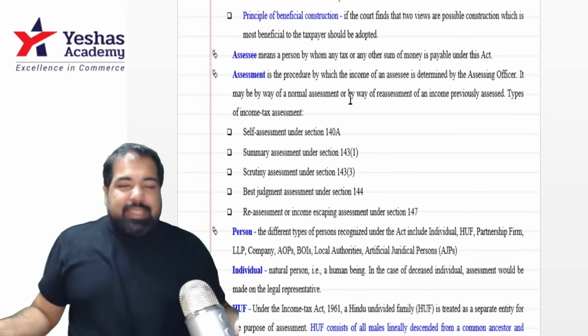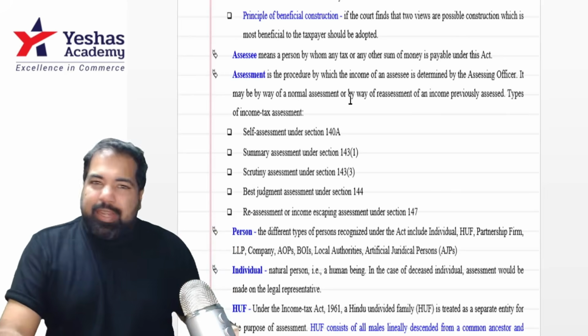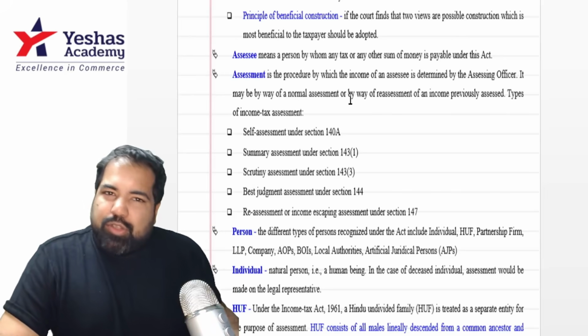You and me could be an assessee. If you start paying taxes, you will become an assessee. I'm paying taxes, so I'm an assessee. Till you are not paying taxes, you are not an assessee.